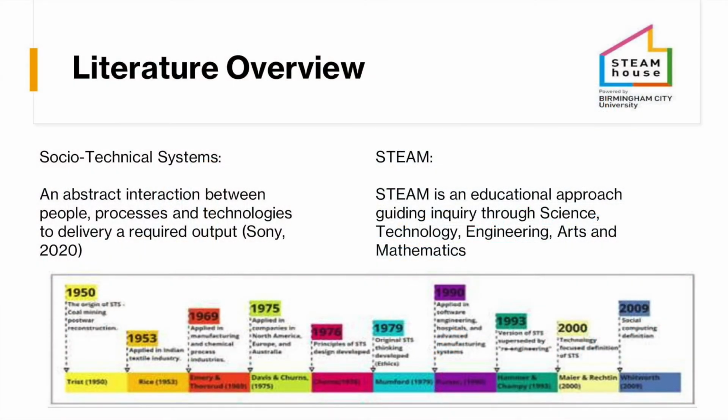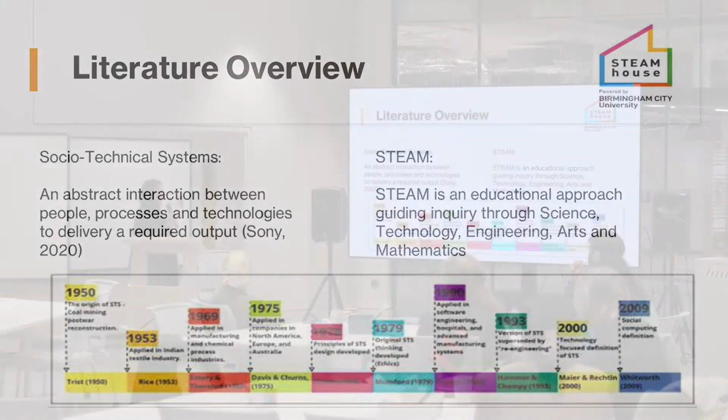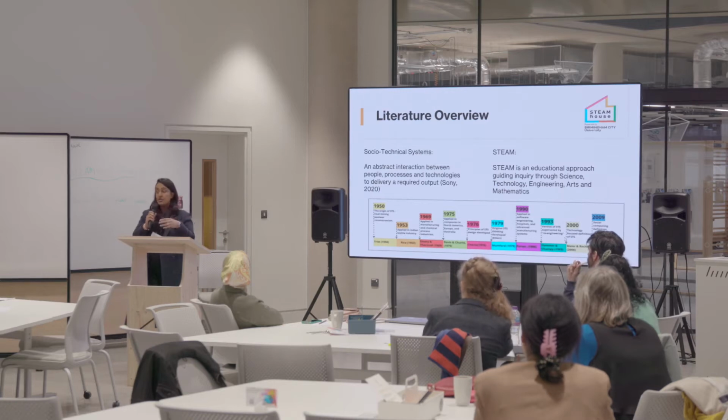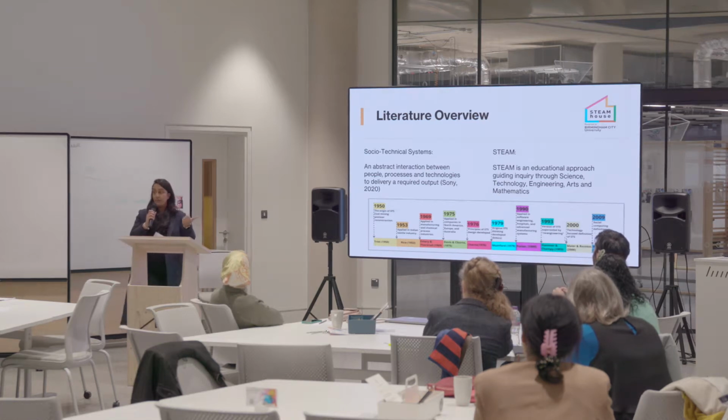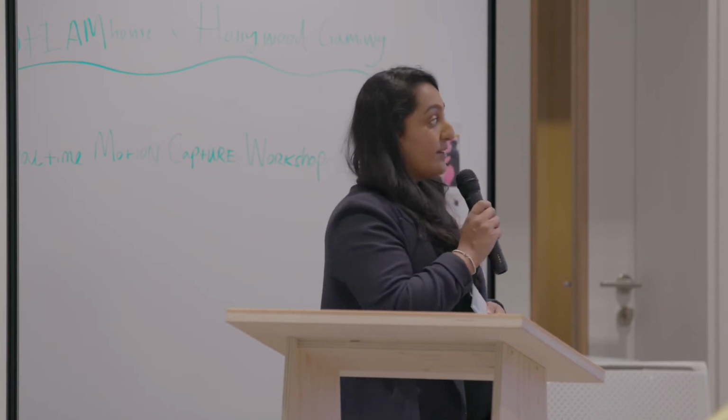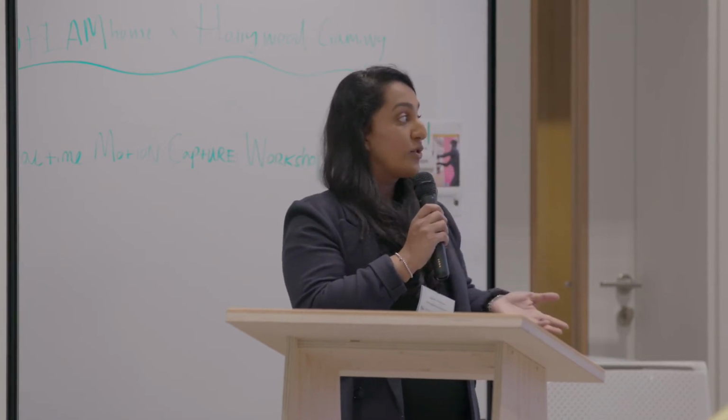So if I go with the literature overview of our findings, I'll talk a bit about socio-technical systems first. What we mean by a socio-technical system is the abstract interaction between the social elements and the technical elements of a system and how they work together to deliver proposed outputs. So you've got the social elements, which are the people and the processes, and then you've got the technical elements, which are the technology, so the hardware, the software, and the actual task at hand. So we look at STEAM. Obviously, STEAM, as you know, is an educational approach guiding inquiry through science, technology, engineering, arts, and mathematics.